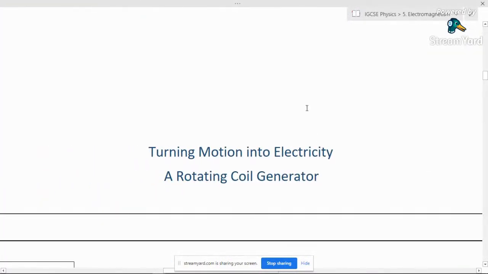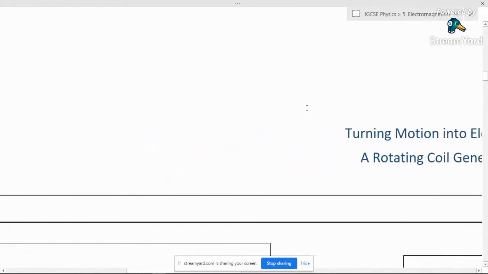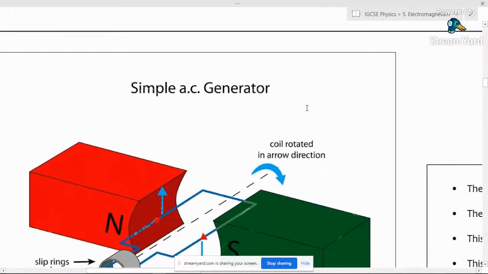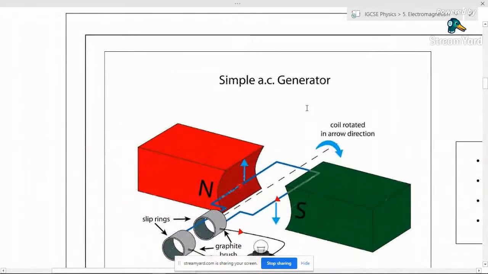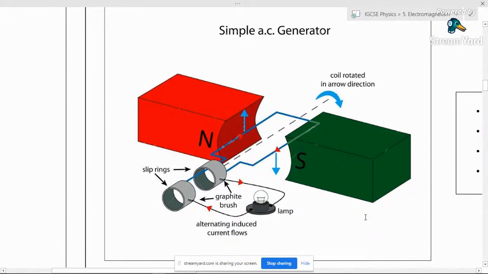So, turning motion into electricity: a rotating coil generator. This is the one that you need to be familiar with, something that looks like this, a simple AC generator. This is a very simple rotating coil generator. You can see this blue thing in the middle is the coil itself. So this blue thing right here is the coil.